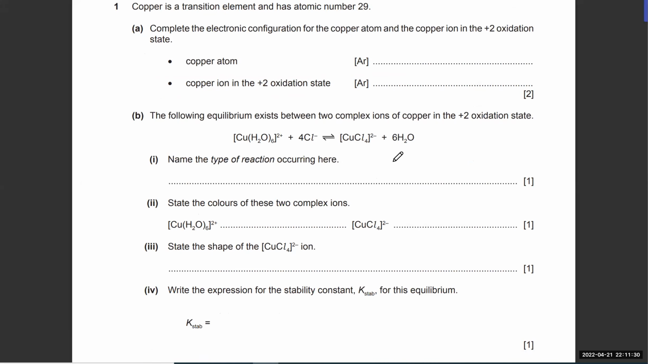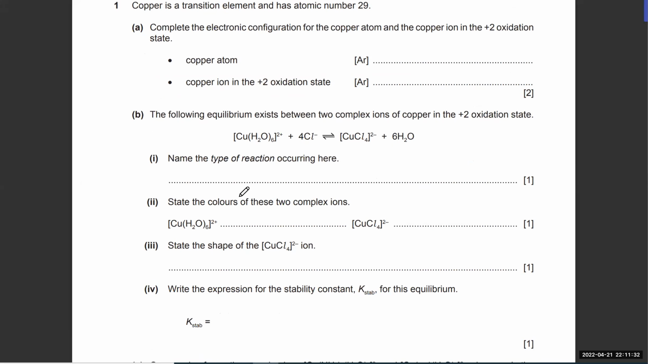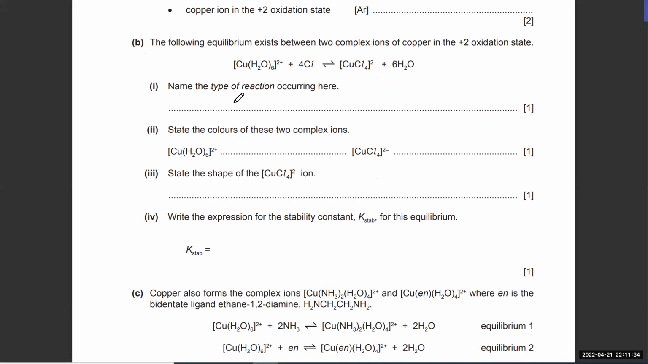This is ligand exchange. But remember, this is ligand exchange. State the colors. Remember the colors of your complexes. What is the color with water? Pale blue. This one is blue. With Cl, it's going to be yellow, greenish yellow.